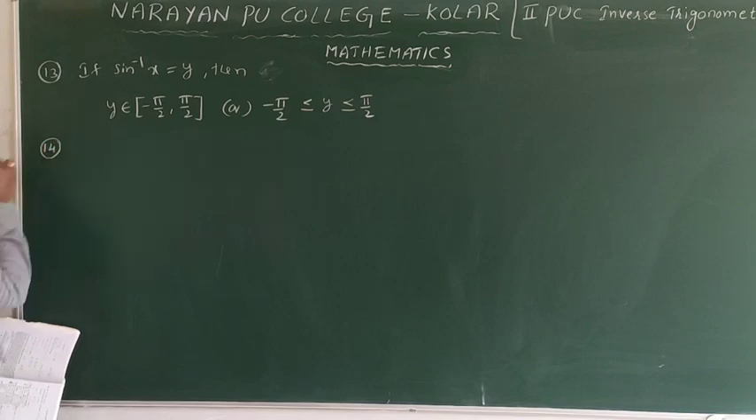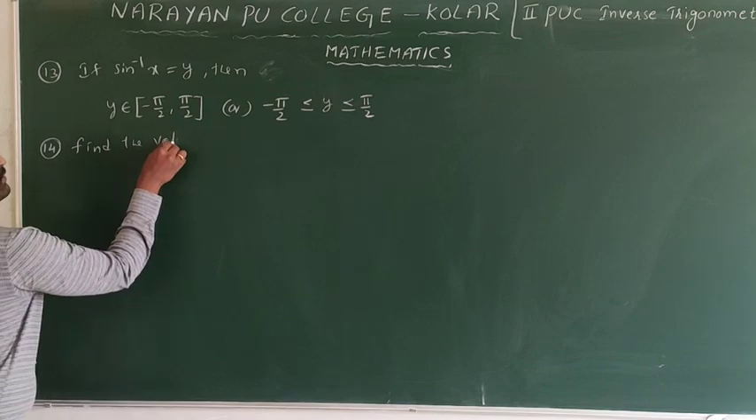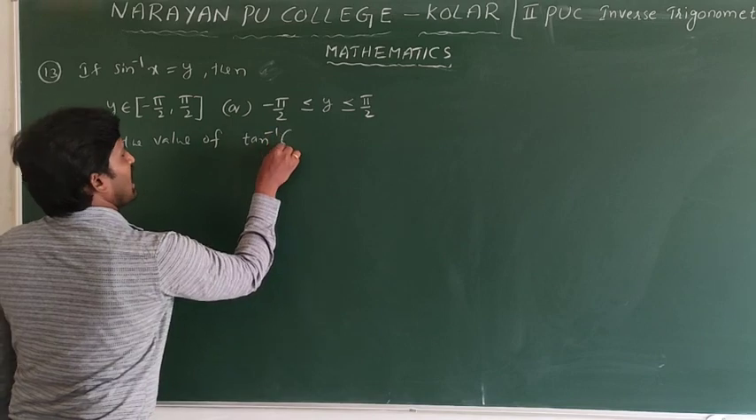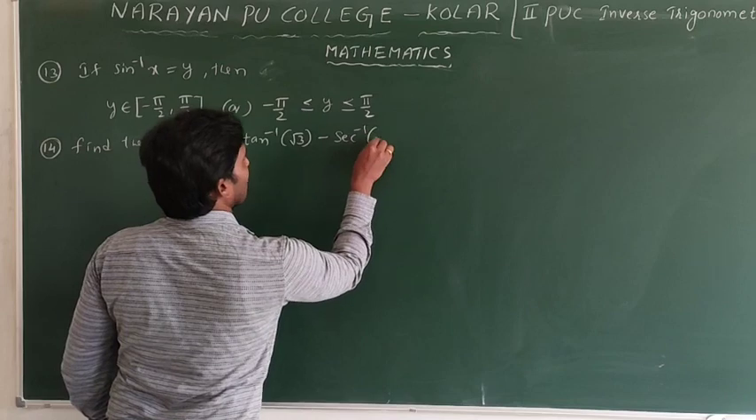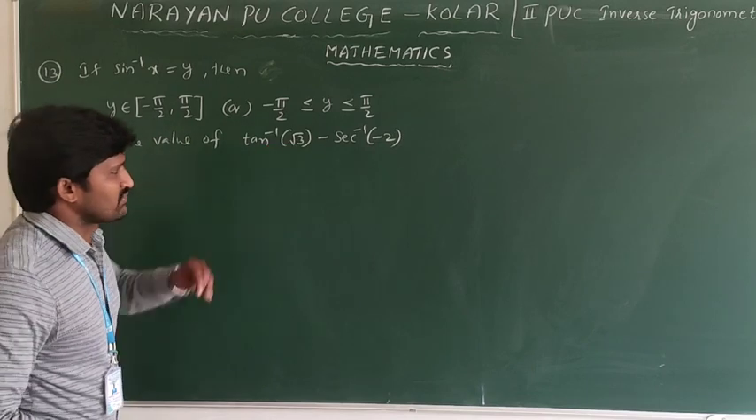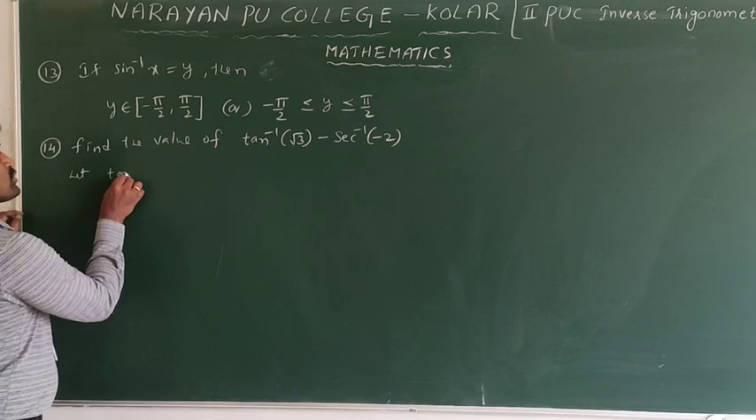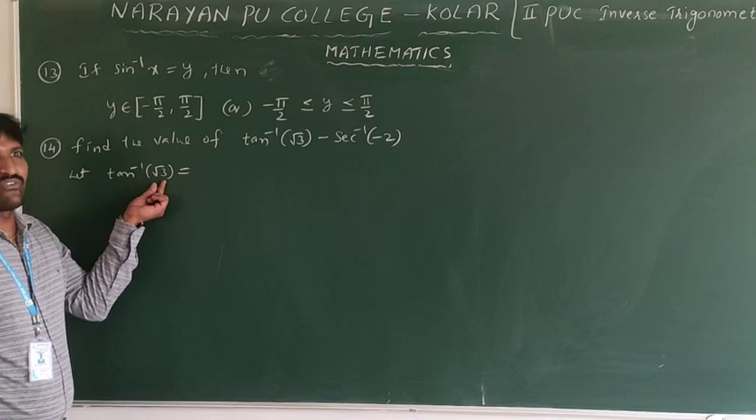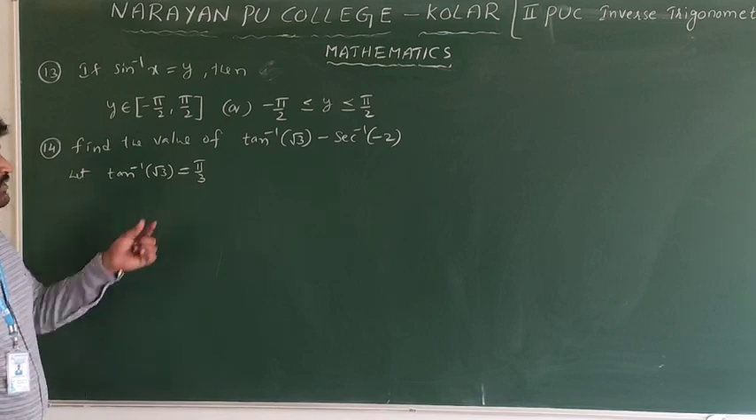Next, the 14th one. Find the value of tan inverse of root 3 minus secant inverse of minus 2. We need to find this value. Directly we don't know the values of these. Tan inverse of root 3 we can write directly, no problem. Tan is root 3 at which angle? Pi by 3. We can identify it directly from the table.